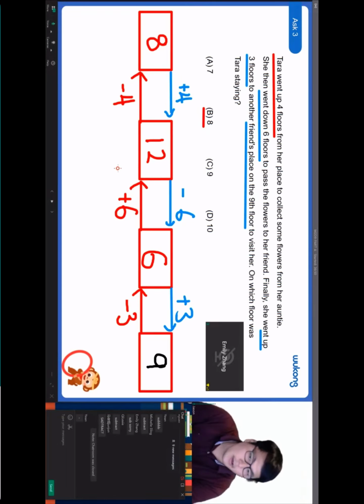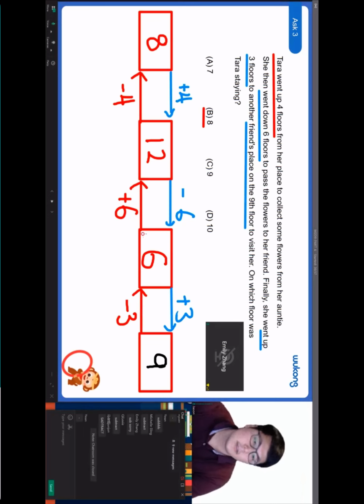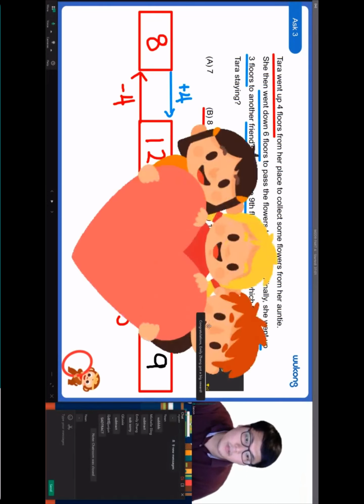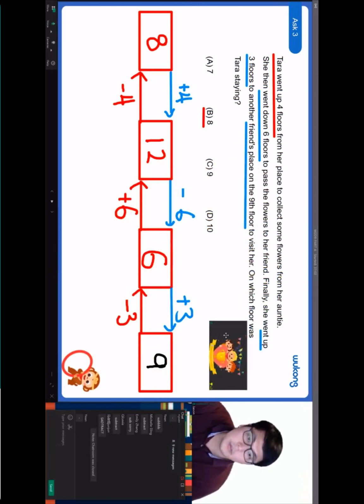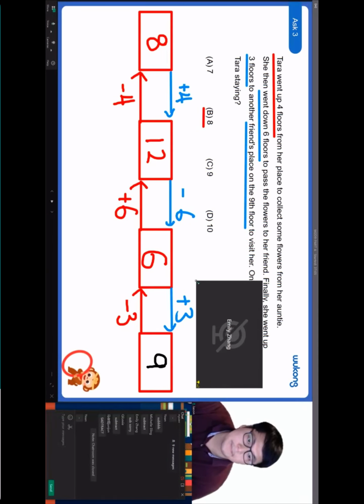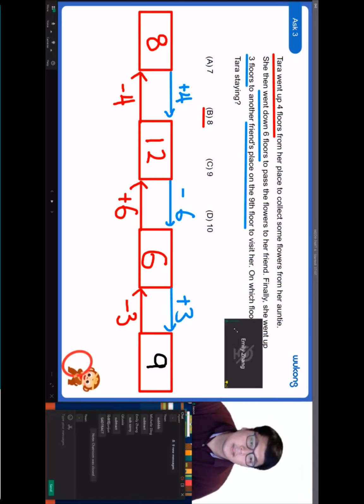She went down to level 6 to see her friend's place, and she went up to level 9 to see another friend. So this is the complete flowchart. Emily, well done. Thank you very much for helping me out. Did you want me to check your flowchart or next time? Next time. Okay, all right. But good job, Emily. Thank you very much.